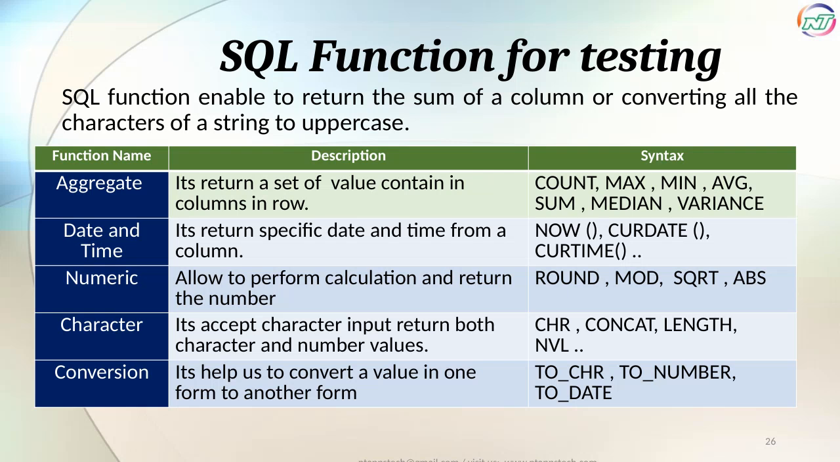Numeric functions allow us to perform calculations such as rounding numbers or finding square roots. Character functions work with text and can combine strings, find string lengths, or replace null values. Conversion functions help transform data from one type to another, such as converting strings to numbers or dates. These functions make it easier to analyze and manipulate data directly within SQL queries.